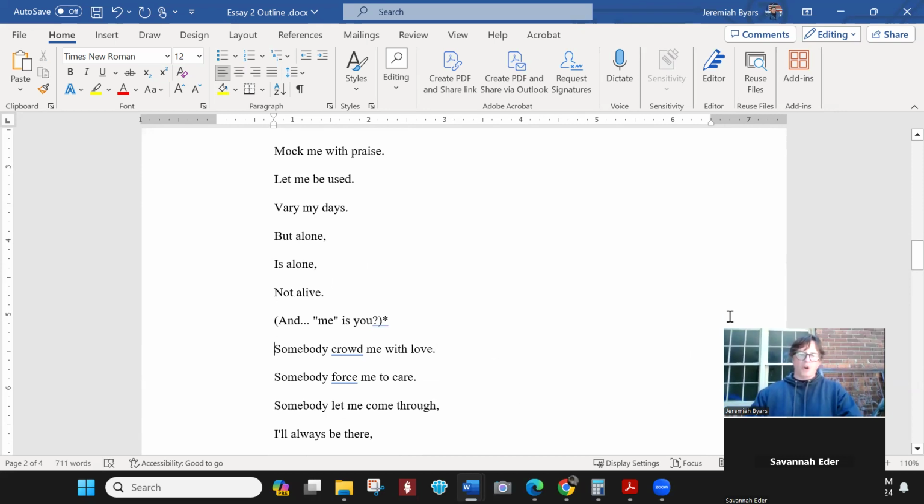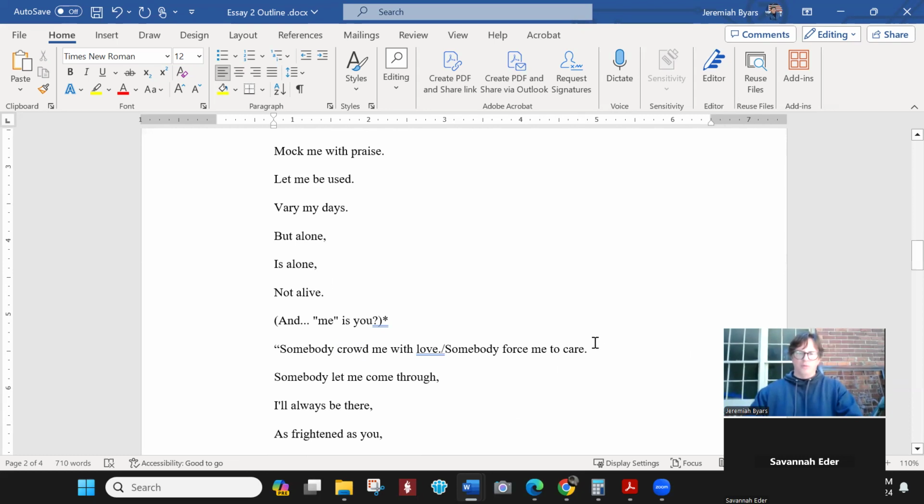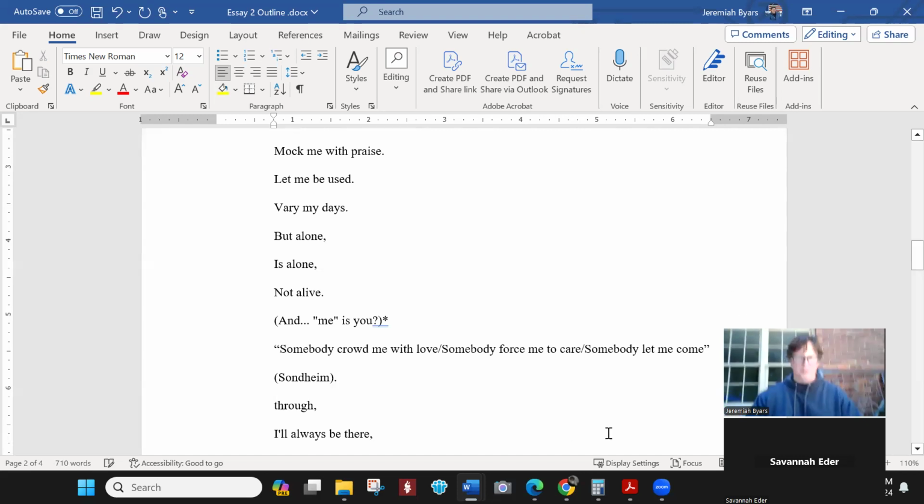Also, if this person is going to quote multiple lines of this song, you don't have to make a separate line for each line. All you do is a forward slash and then the next line that you want to quote. I would even just delete the periods, the punctuation there. If they want to talk about those 3 lines right there, that's how they would do that. And if you're ever quoting a song, you cite the songwriter. This is Sondheim, like that.